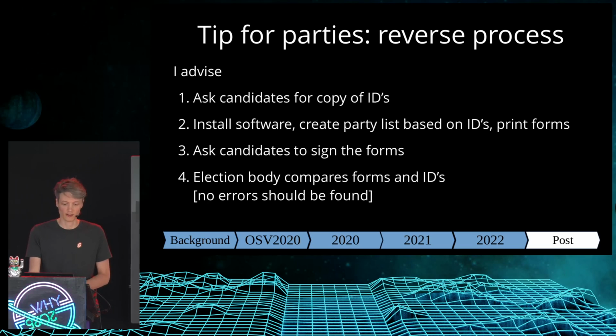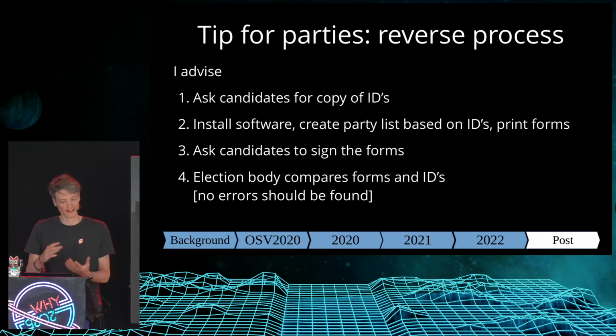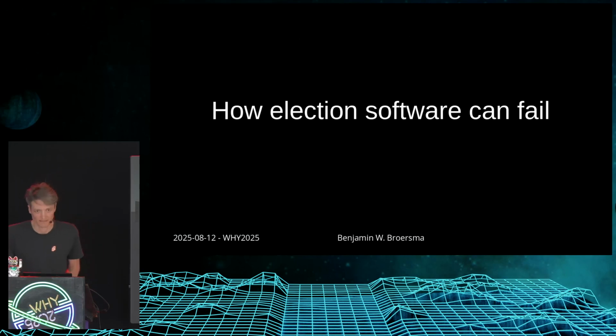My advice is to ask for the copy of the IDs first, then insert the data based on the copy of the ID, and then ask candidates to sign, because then the election council won't be able to find any errors and your election list should be accepted. That was it.